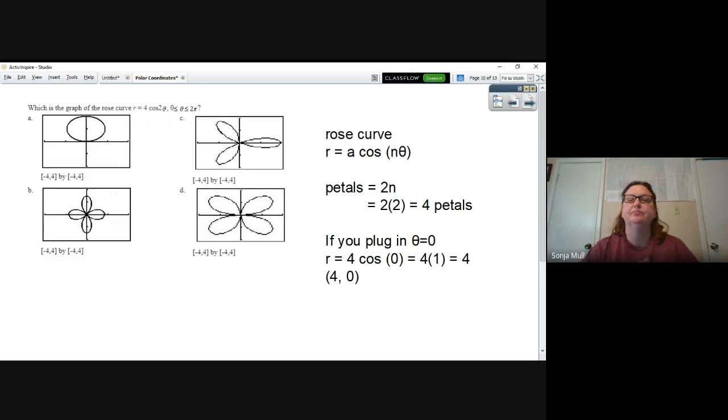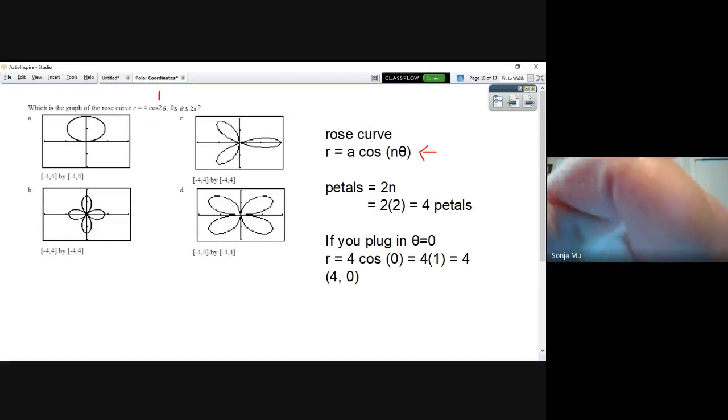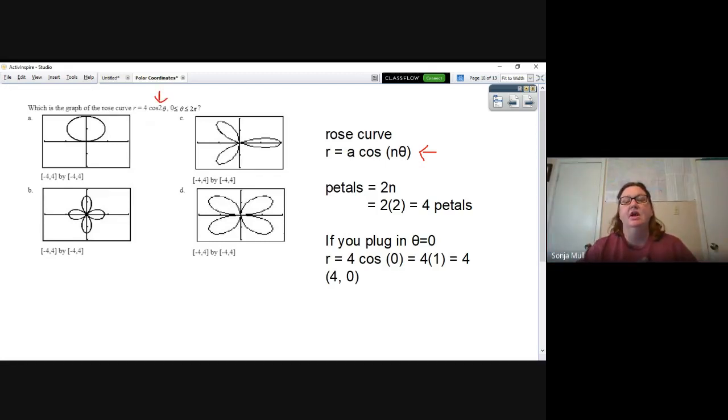So here's a question. Which of the following is the graph of the rose curve r equals 4 cosine of 2 theta? So I went back and looked at my rose curve notes, and r is a cosine n theta if we're using cosine. That's the rose curve equation we're going to use. So we figure out how many petals we have if n is even, which it is. In this problem, n is 2, and that's an even number. And if n is even, then we have 2 times n petals. So 2 times 2 is 4.